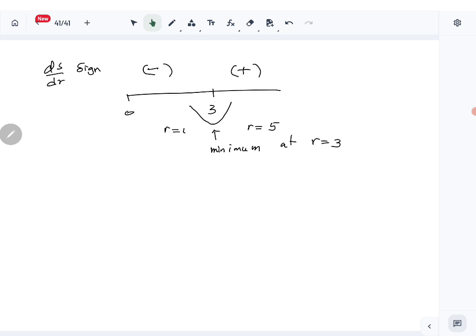So therefore, we'll write the concluding statement. Therefore, S is minimized at r equals 3. Right. So that is the answer for 14 part B. Right. Then we'll do the integration question 15.